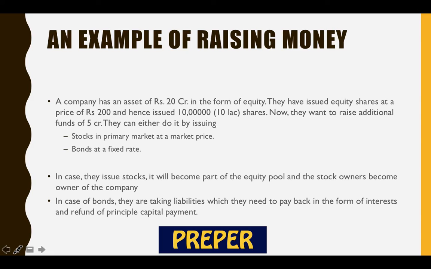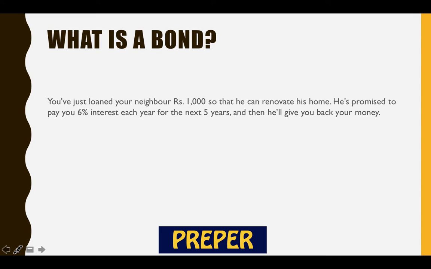If you look at a balance sheet, which we would cover as a separate topic, you would see that whatever debt is raised is in the liability section, and assets minus that liability becomes equal to equity. We'll see that once we cover the balance sheet. So this liability they have to pay back in the form of interest and refund of principal capital payment. Right? So that's the way a company or a government would raise money for various purposes. So what is a bond? Let's understand what is a bond.